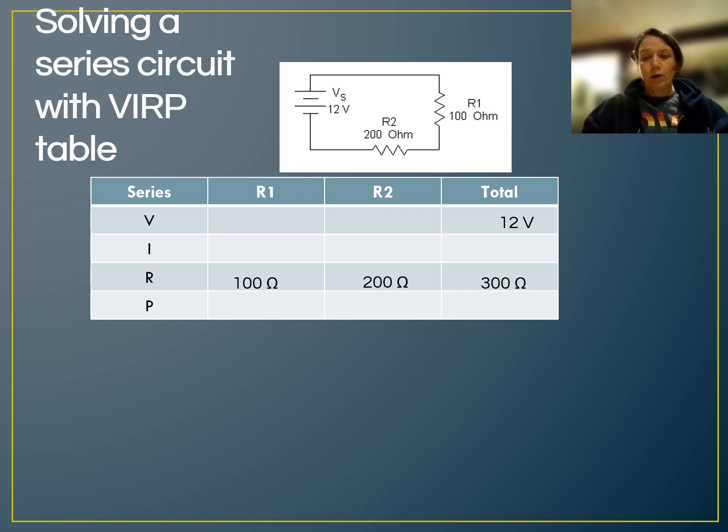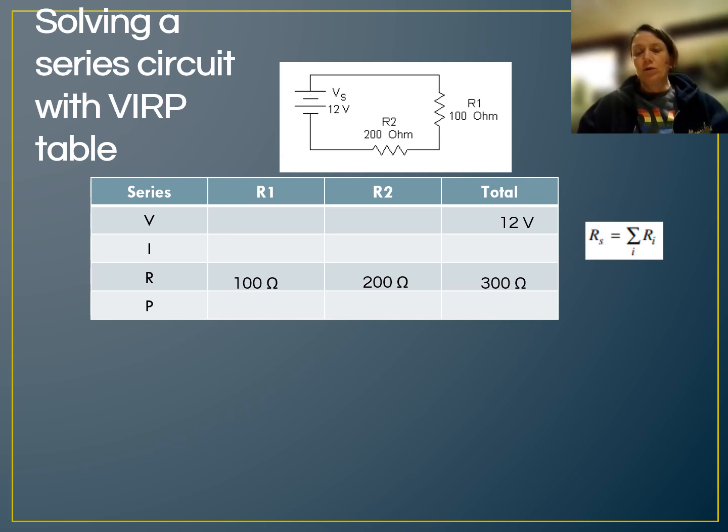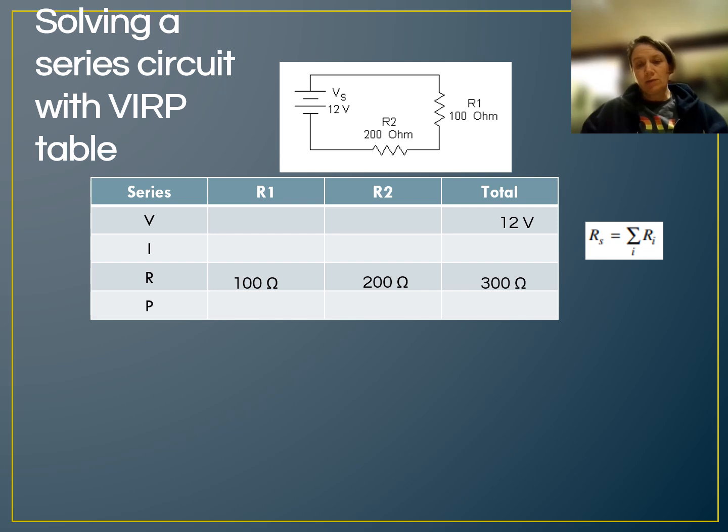You can, at this point, use your resistance equation because these resistors are all in series, so you can just add up the resistance when we have multiple resistors in series, which tells me my total resistance is going to be 300 ohms.